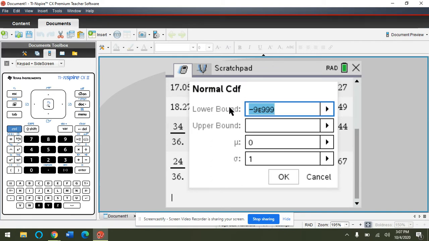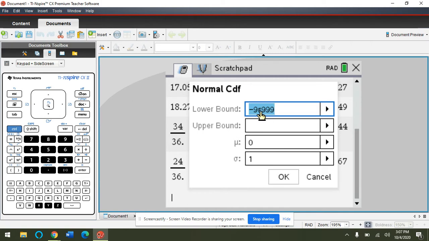Now, this is always going to ask us the same couple questions. What is our lower bound? Which means where does our shading start? What is our upper bound? Where does our shading stop? Okay, and then our mean and our standard deviation. Keep in mind that whenever you're working with a z-score, the mean is 0 and the standard deviation is 1.